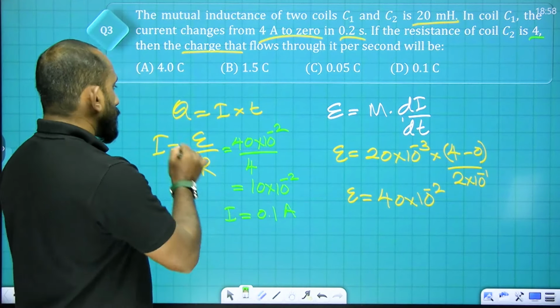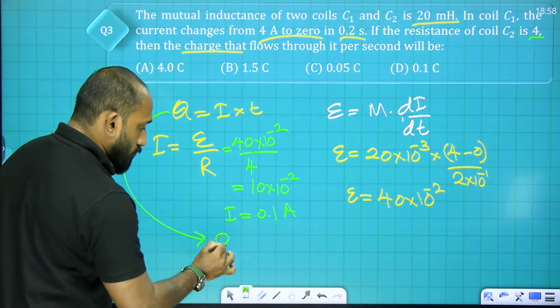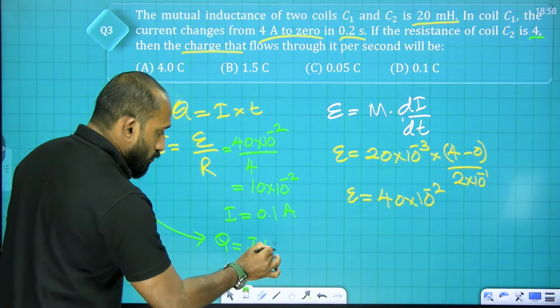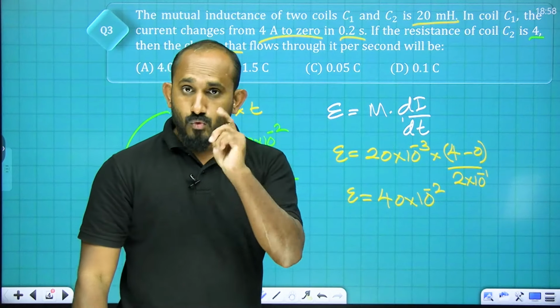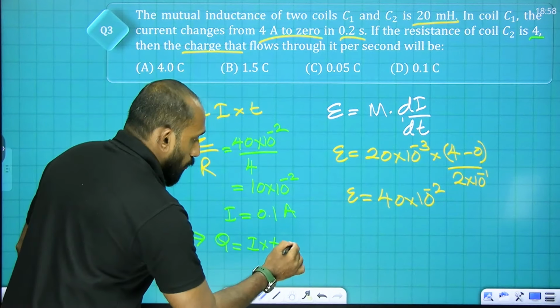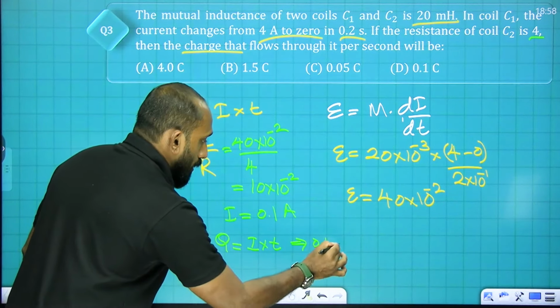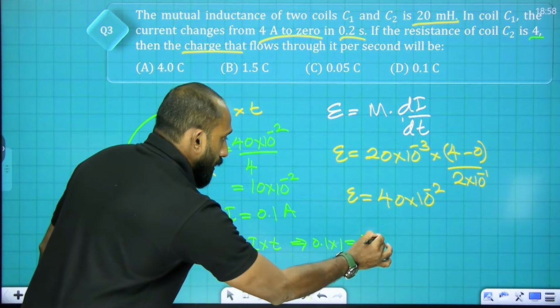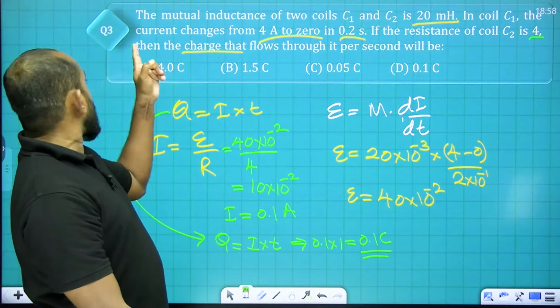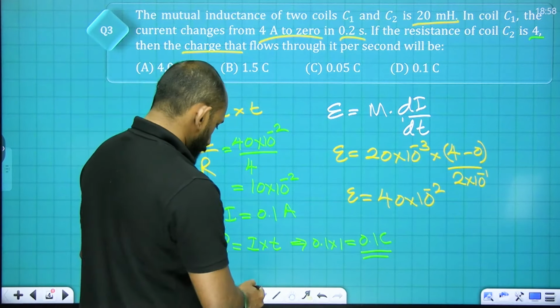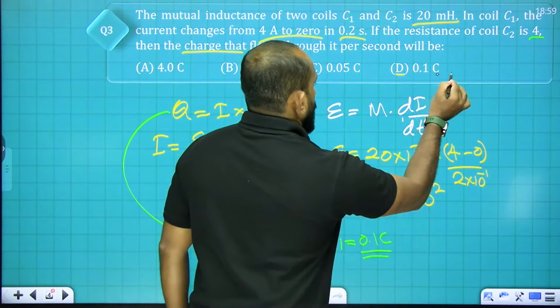Now you have to find charge Q. So Q is equal to I into T, given the charge flowing per second. Time is 1 second. So I into 1 second, that is 0.1 into 1. That is 0.1 coulomb will be the answer. So option D is the correct answer for this question. Option D.